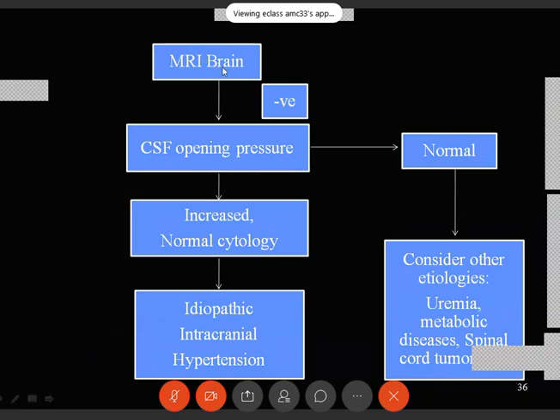If MRI brain is negative, CSF opening pressure is raised, and CSF cytology and contents are normal, the diagnosis is idiopathic intracranial hypertension. If intracranial pressure is normal, consider uremia, metabolic diseases and spinal cord lesions.